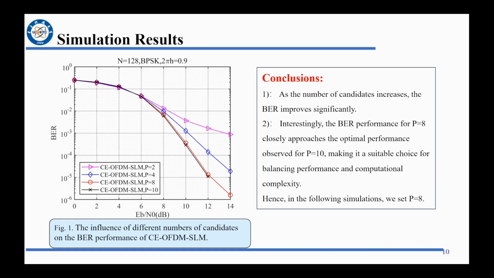Let us move on to the simulation results. In Figure 1, we show how the number of candidate sequences affects the BER performance of the COFDM SLM system. As the number of candidates increases, the BER improves significantly. Interestingly, the BER performance of P equal to 8 closely approaches the optimized performance observed for P equal to 10, making it a suitable choice for balancing performance and complexity. Hence, in the following simulation, we set P equal to 8.